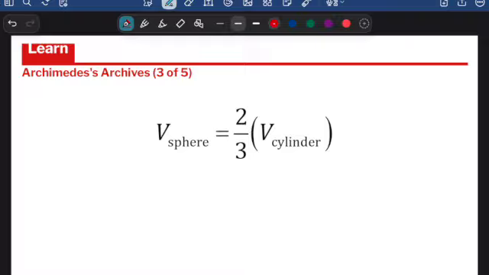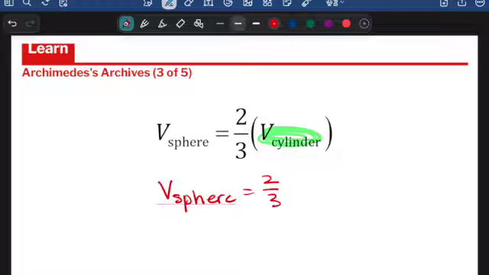Okay, so here's our formula. The volume of the sphere is 2/3 times the volume of the cylinder. So let's think, how can we replace the volume of the cylinder? Do we know the formula for the volume of the cylinder, what's inside the parentheses? Well, yes, we do. We've developed this formula before, so let's rewrite this formula, substituting the volume of the cylinder formula into the parentheses.